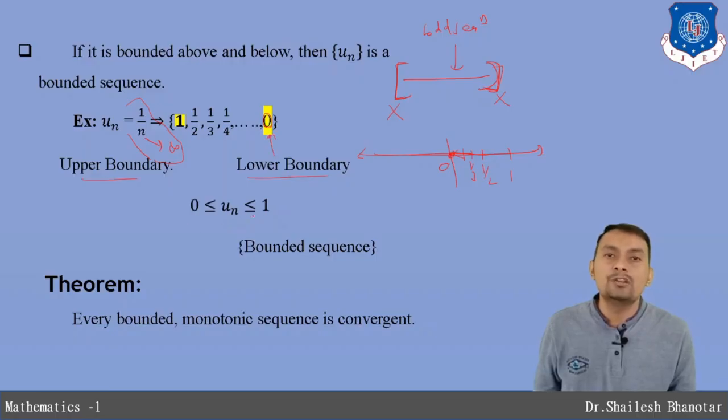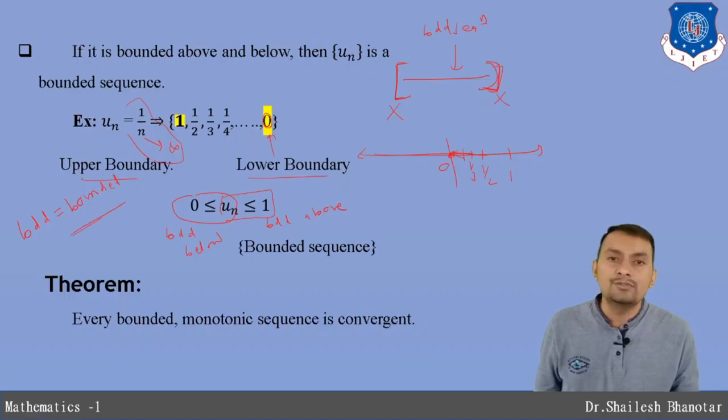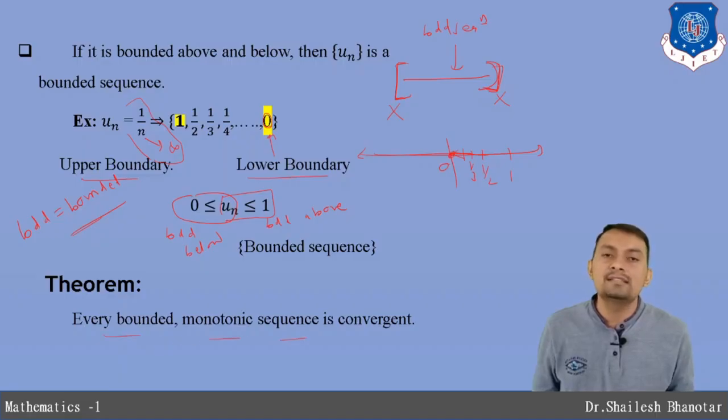So 0 is less than or equal to un which is less than or equal to 1, so it says this is bounded above and this is known as bounded below. Whenever I mention BDD, that means bounded, so keep that in mind. Therefore one theorem is that every bounded and monotonic sequence is convergent. Mind well, if both conditions, bounded and monotonic, are satisfied, then and only then can we say so.